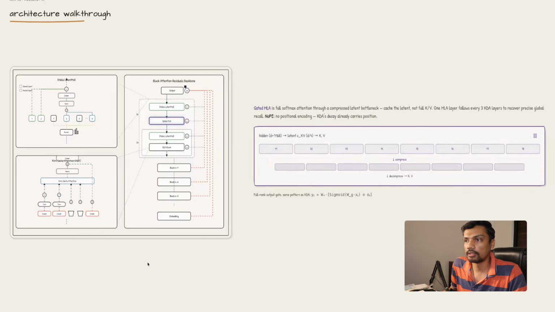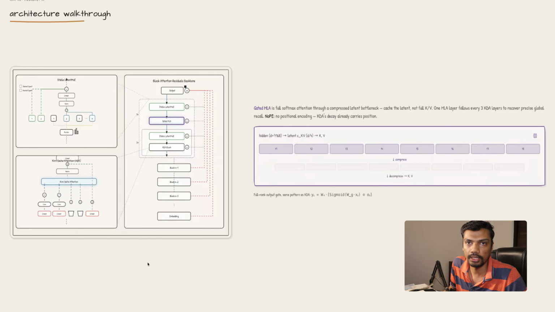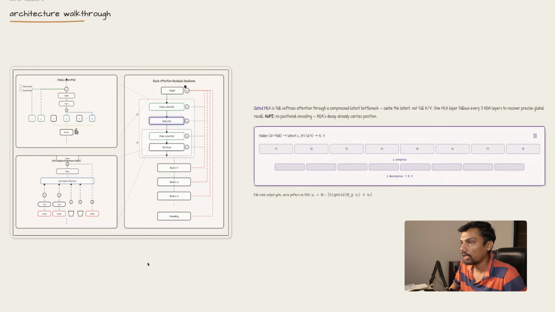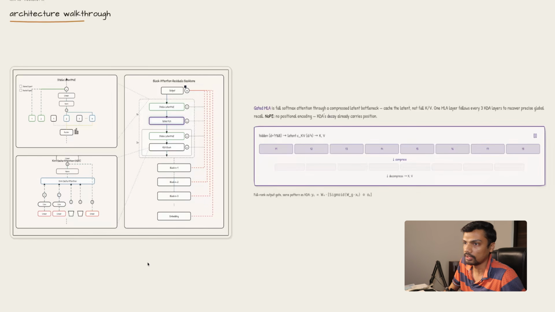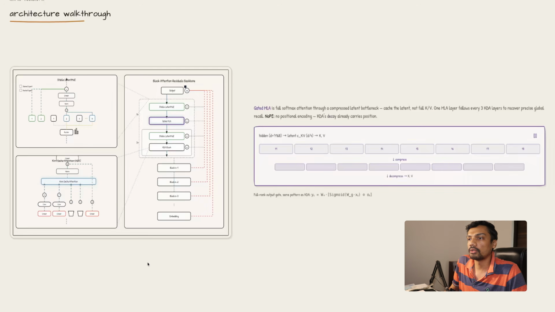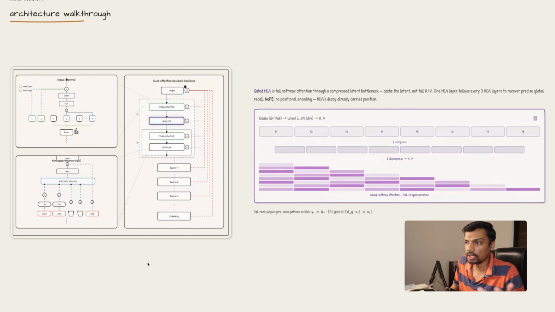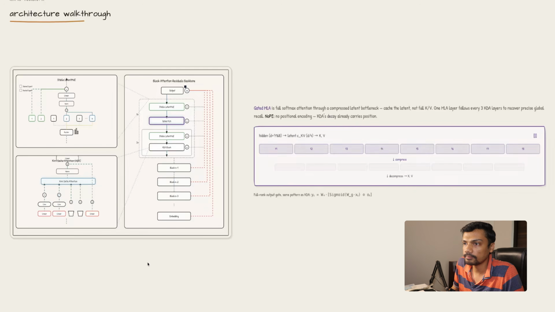After 3 KDA layers comes the gated MLA layer. MLA stands for multi-headed latent attention. Originally from DeepSeek V2, Kimi K3 uses it as the global attention component. So let's step through each stage.